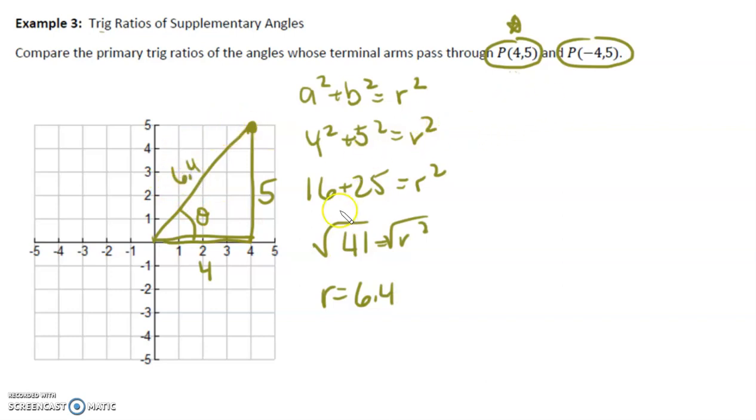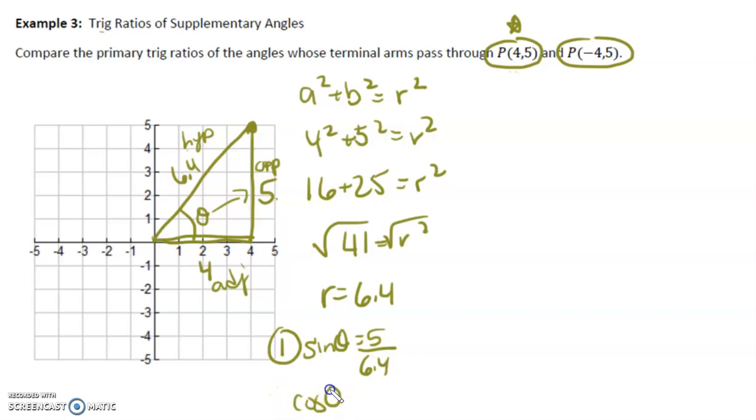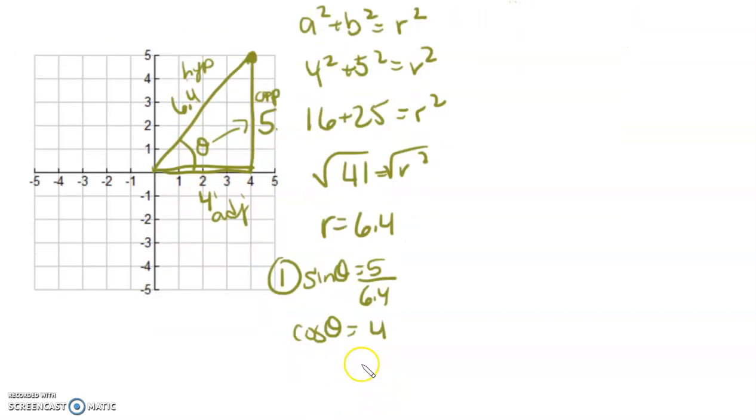Okay, so when we do the 3 primary trig ratios of this one, I'll put them down here. We get sine theta is, label opposite, 5 over 6.4. Cos theta is 4 over 6.4. And tan theta is 5 over 4.